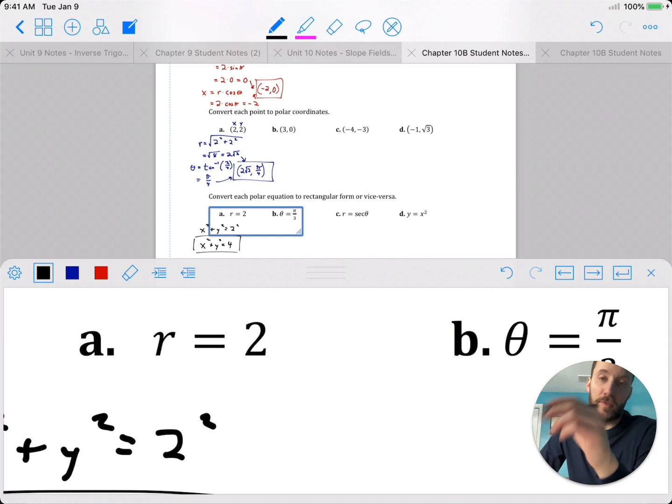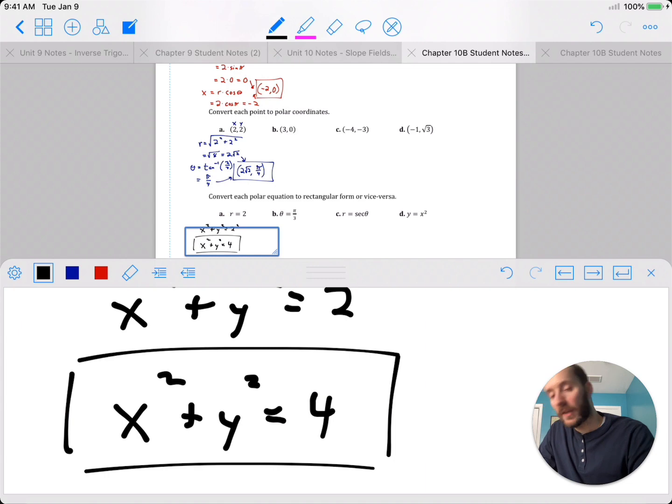This graph, if you graphed it in a polar equation coordinate system, your calculator can do that. It would graph a circle with a radius of 2. R equals 2. Doesn't matter what that is, r equals 2. This rectangular is the same thing. It's an equation of a circle with a radius of 2, centered at the origin.